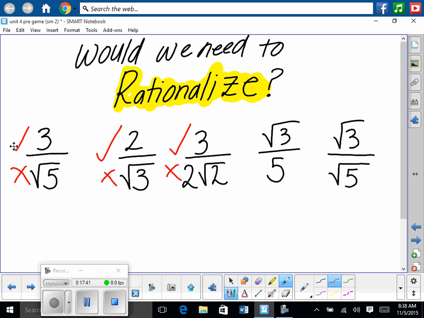What about this one? No, there's not a root in the bottom of our fraction. Does everybody understand? Yes. What about this one? Would we need to rationalize it? Yes, there's a radical in the bottom of our fraction. So I'm just giving you examples of where you would and would not need to rationalize. You're all good with it, right?